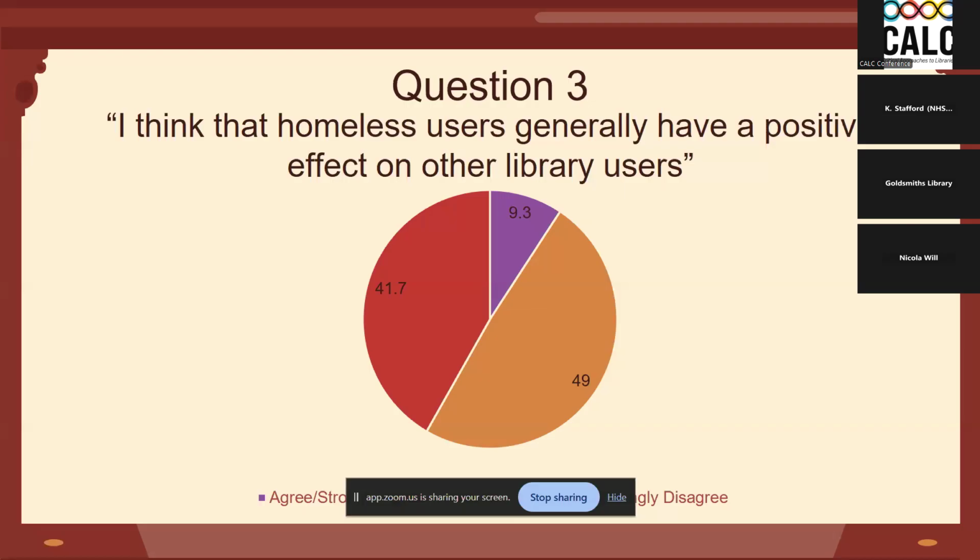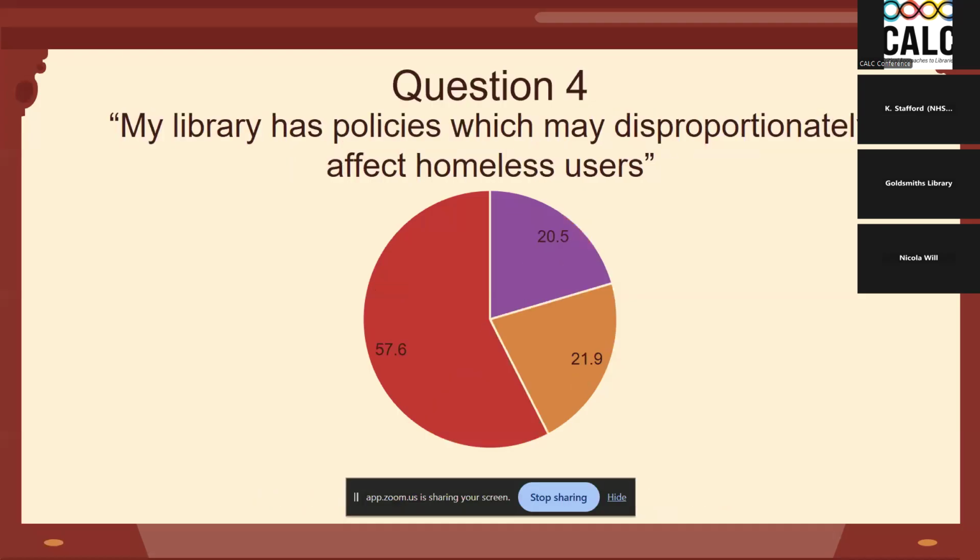Only a very small number of respondents, 9.3%, felt that homeless users did have a positive effect on other library users, with 7% saying they agreed and 2% that they strongly agreed, reflecting that respondents mostly think that homeless users have either a negative or no effect on other library users in the library. In truth, however, I think it is difficult to consider whether a user is having positive effects, and it's hard to see maybe what that might look like, aside from maybe general friendliness.